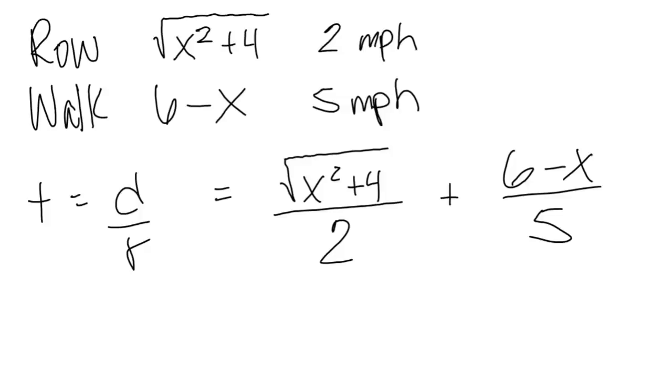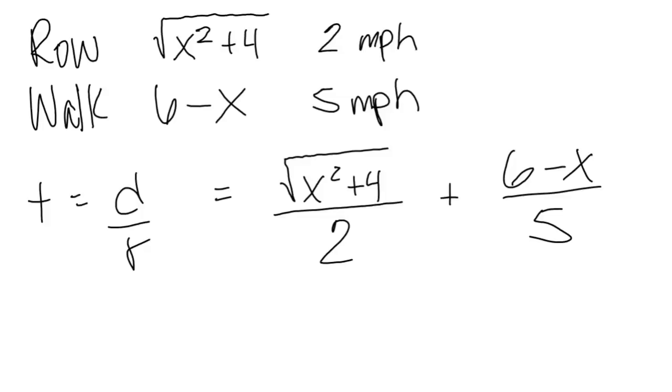So our problem. Jane is 2 miles offshore in a boat and reaches the village, a coastal village 6 miles down a straight shoreline from the point nearest the boat. She can row 2 miles per hour and walk 5 miles per hour. Where should she land the boat to reach the village in the least amount of time?